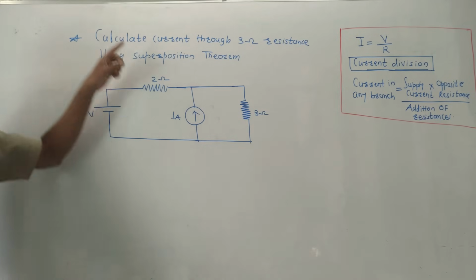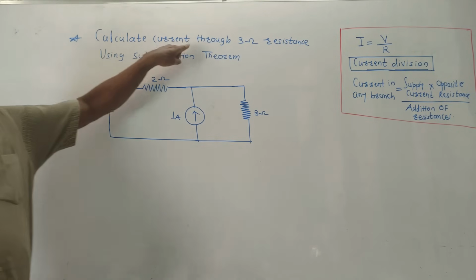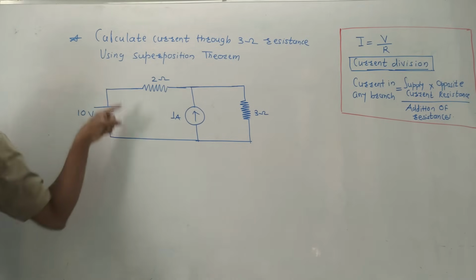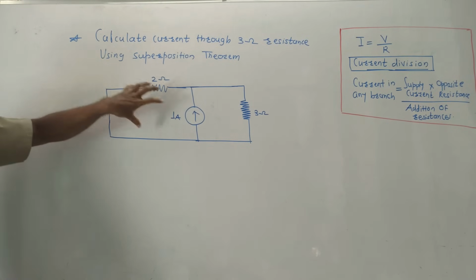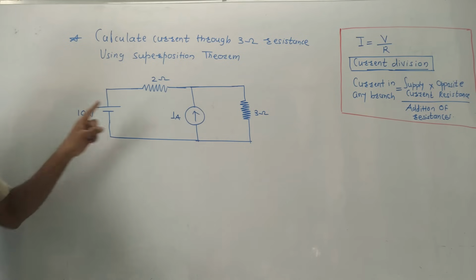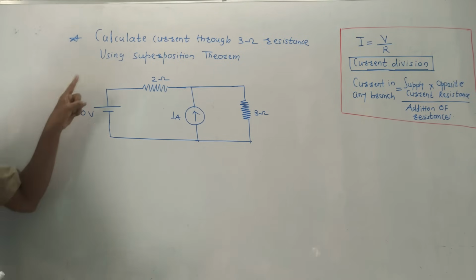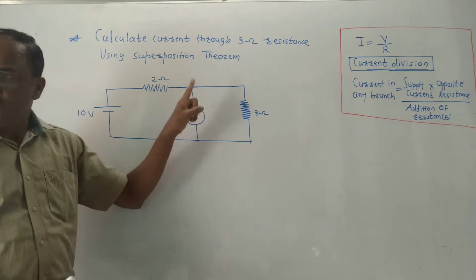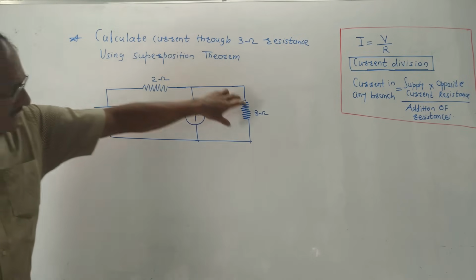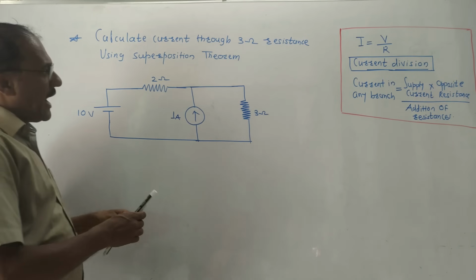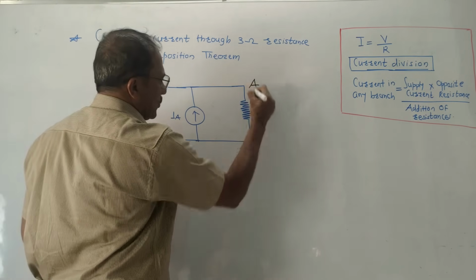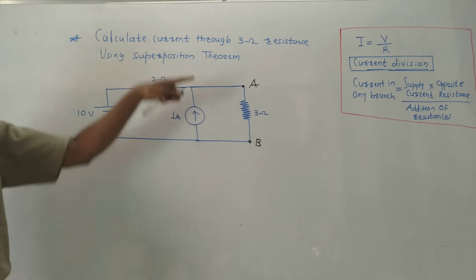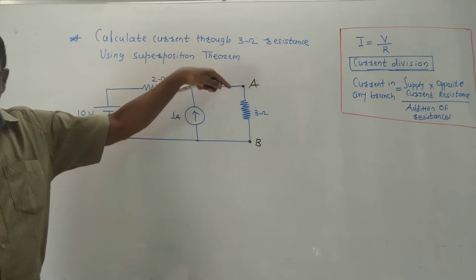Consider a problem. The given question is: calculate current through the 3 ohm resistance using superposition theorem. This is the given network. Now, there are two sources in the given network. One is 10 volt, a voltage source. Another is 1 ampere, a current source. This is a 2 ohm resistance and this is a 3 ohm resistance. I have to calculate the current passing through the 3 ohm resistance. I will give some names like AB. That means I have to calculate the current flowing through branch AB.